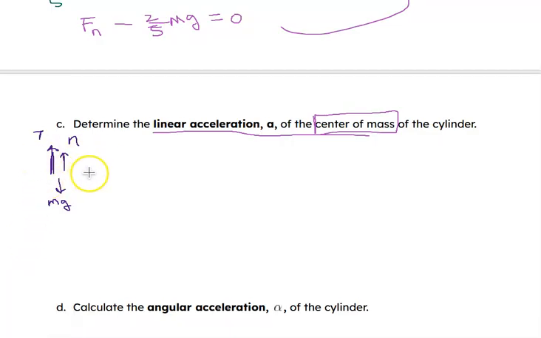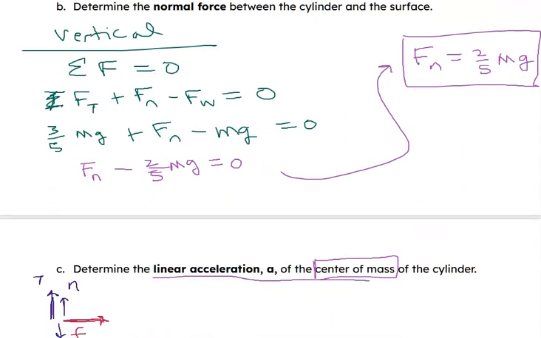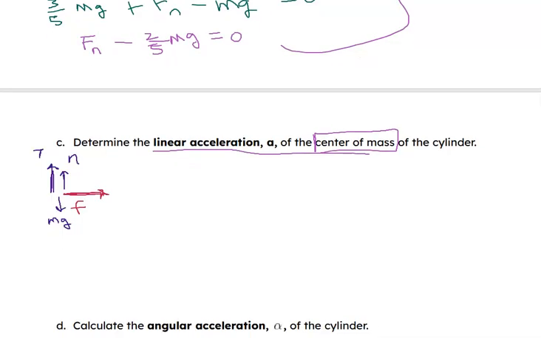So we already dealt with all of those forces, and we have friction. That is the only horizontal force. So that frictional force is what's causing the acceleration of the center of mass.